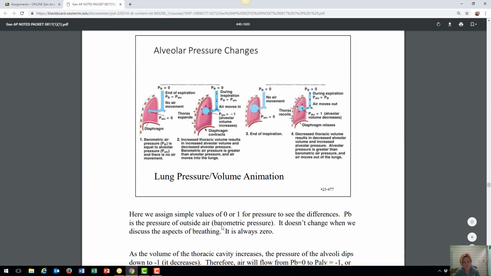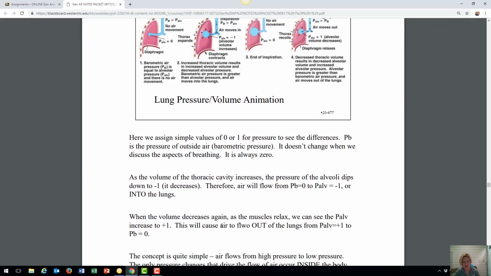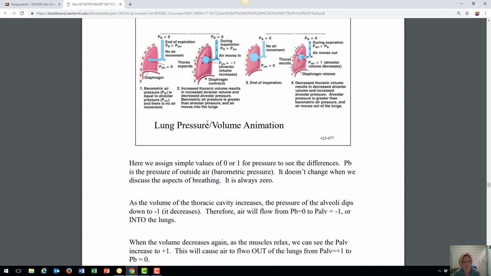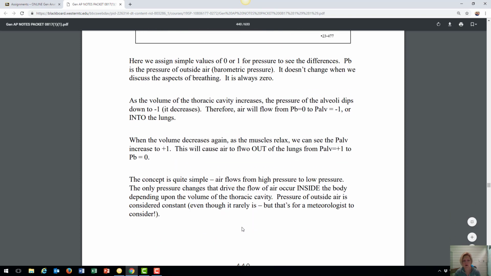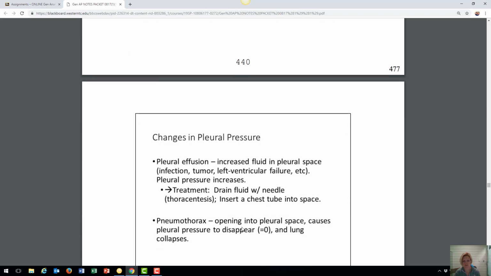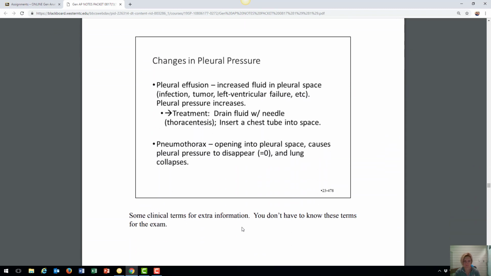Okay, so again, we have to have a change in volume before we can change the pressure. So when we inhale, we increase the volume, which drops the pressure. Air flows in until they're equal, and then as those muscles relax, we decrease the volume, which increases the pressure, and air flows out. So it's all about volume changes getting pressure to change.